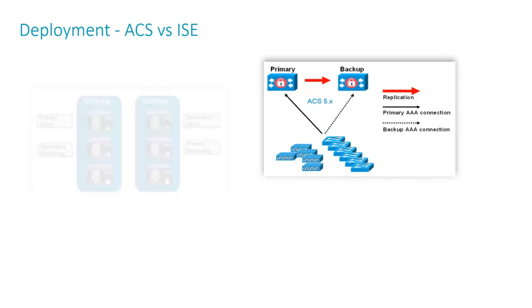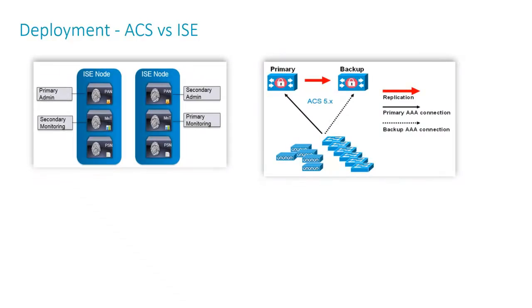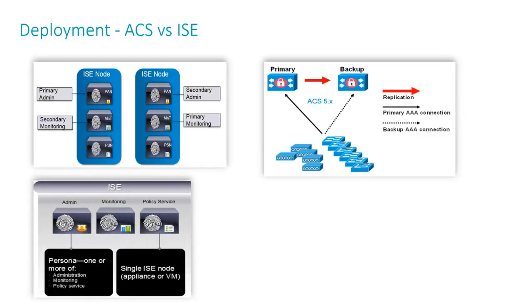Now, having talked about the top-of-mind questions, let's talk about some of the deployment differences between ACS and ISE. This is for people who are new to ISE, who already have an ACS deployment and want to know how to deploy ISE. ACS has a primary and a backup setup. Similarly, ISE can also have a primary and a backup setup for redundancy. However, all the functionality is separated in the form of personas in ISE. So you have the administration persona, monitoring persona, and policy services persona. All these three personas can be in the same box or can be split into different individual boxes of ISE.